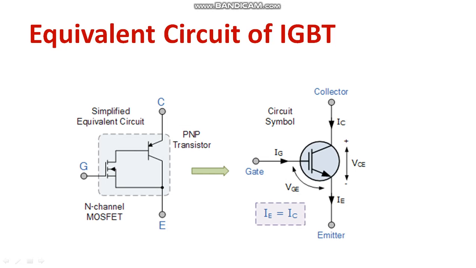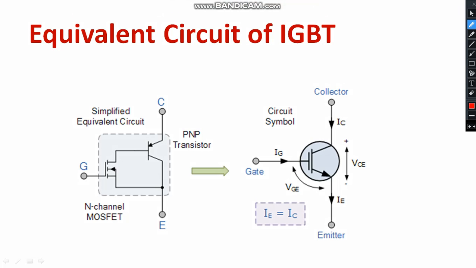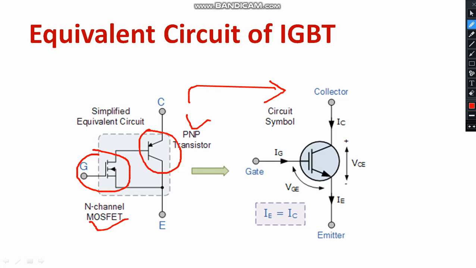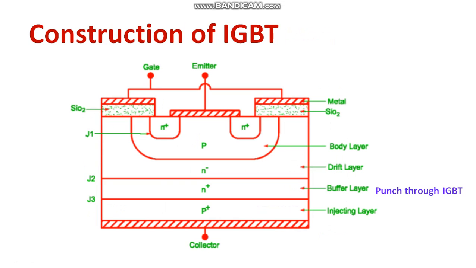Next, I would like to show you the equivalent circuit of IGBT. As I already told you, it's a combination of power MOSFET and power BJT. You can see this is an N-channel MOSFET, and this is a PNP power transistor. By converting to a simplified diagram, we have the gate terminal from the MOSFET, and the collector and emitter terminals derived from the power BJT. So this is the equivalent circuit diagram of IGBT. It is very clear that it's a fusion of MOSFET and power BJT.